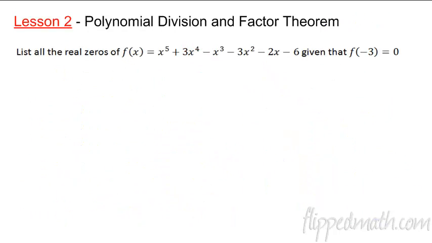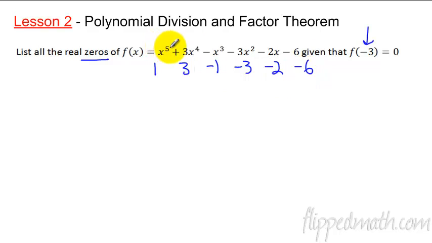Now let's look at our second lesson, which was a few things going on here. We're going to list all of the possible zeros. In order to know all the zeros, we need to find all the factors. Factors and zeros have a lot in common. So this first one is that I gave you a 0 here, negative 3. So we can do synthetic division. 1, 3, negative 1, negative 3, negative 2, and negative 6.